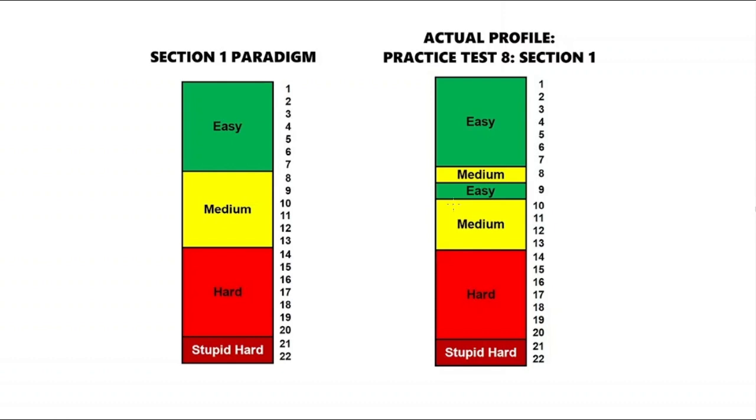Both SAT math sections have a rigid order of difficulty. Questions get more difficult as each section goes on. Most people know that. The ETS blueprint for Section 1 of any SAT looks like the bar graph on the left. The first 7 questions are easy. Then on question 8, you got to switch gears. Questions 8, 9, 10, 11, 12, and 13 are medium. Questions 14 to 20 are hard. And then the last 2 questions are going to be stupid hard.